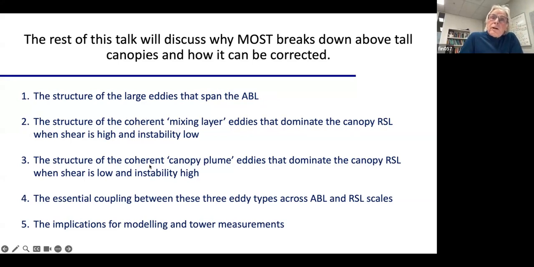And then, which is much more recent, the structure of the canopy plume eddies that dominate the canopy roughness sublayer when shear is low and instability high. And then, which is very new understanding, which has only come up in the last maybe 5 years, maybe a bit longer, the direct coupling between these 3 eddy types, the ones that span the entire ABL and the ones that occur in the canopy roughness sublayer. And then finally, we'll look at the implications for modeling and tower measurements.